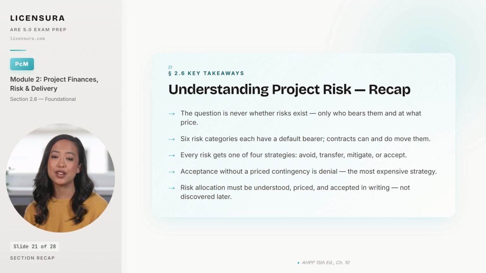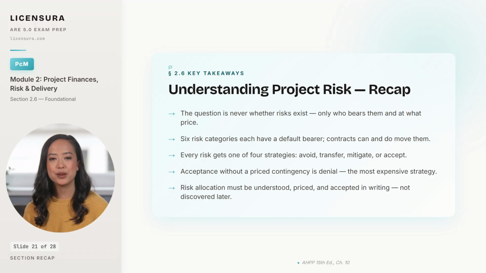Second, 6 categories of risk each have a default bearer under standard AIA documents, and any clause that moves a default onto you is a clause you need to price, negotiate, or refuse. Third, every risk gets exactly one of 4 treatments: avoid it, transfer it, mitigate it, or accept it, and the choice should be deliberate, not accidental. Fourth, acceptance without contingency is the most expensive strategy on the list because it pretends the risk does not exist until the day it shows up as a claim.